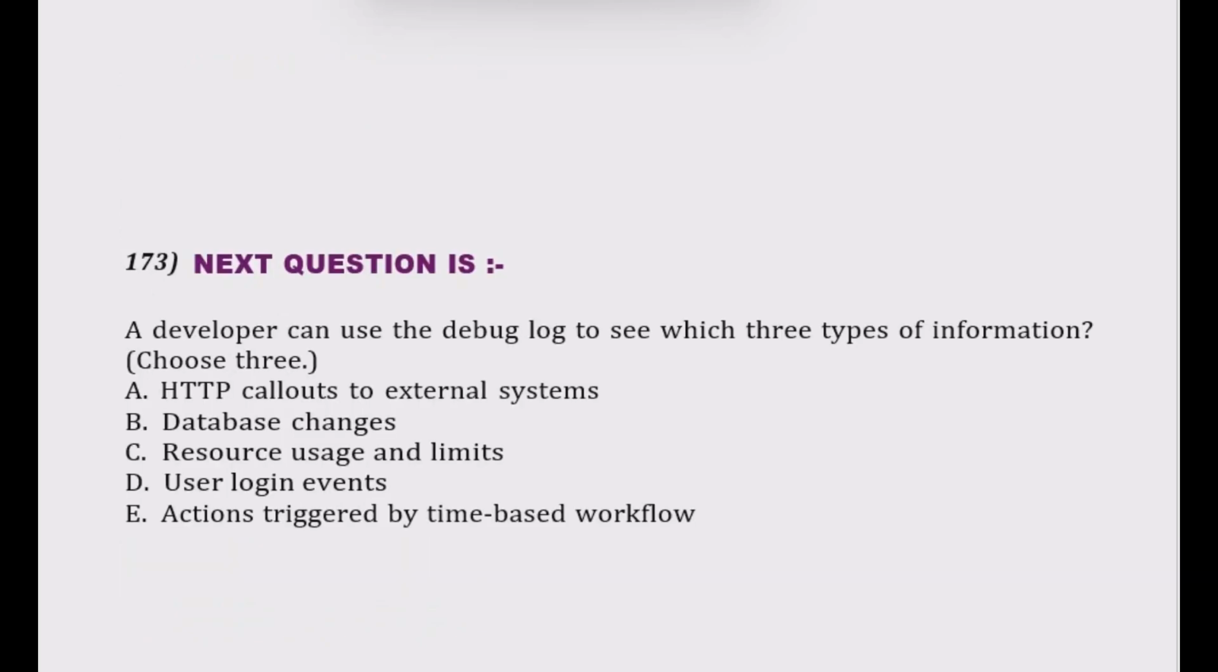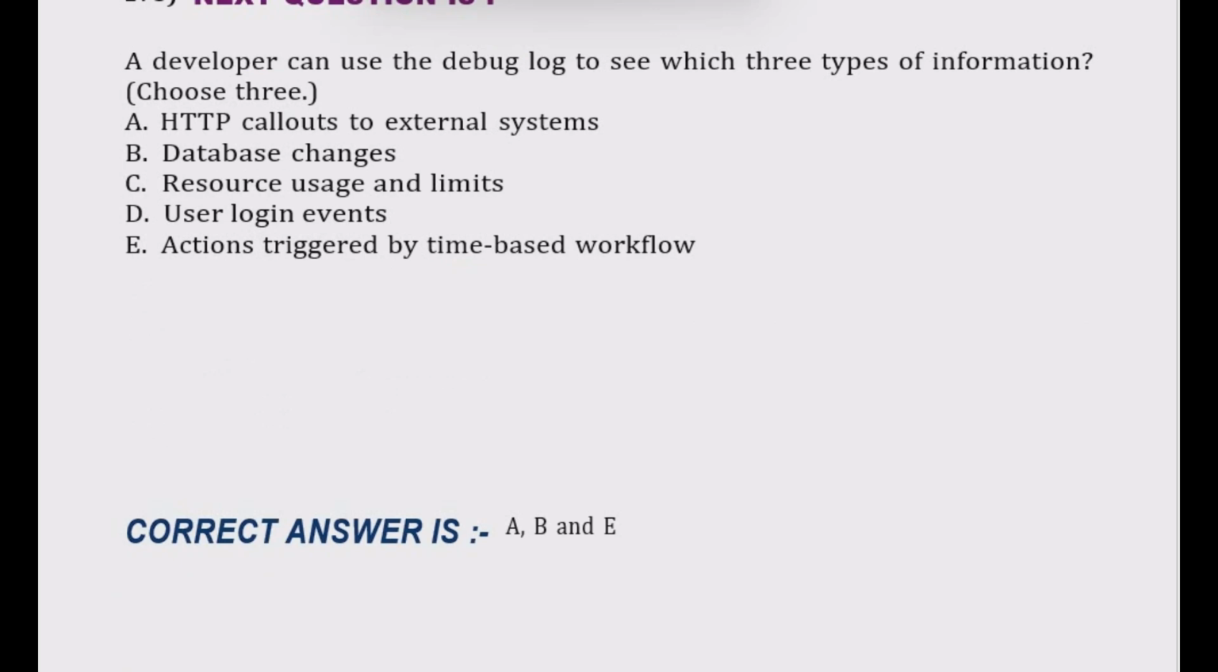Question is, a developer can use the debug log to see which three types of information. Option A, HTTP callouts to external systems. Option B, database changes. Option C, resource uses and limits. Option D, user login events. Option E, actions triggered by time-based workflow. Correct answer is option A, B, and option E.